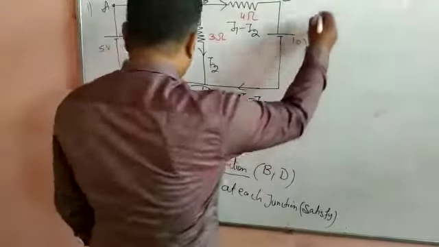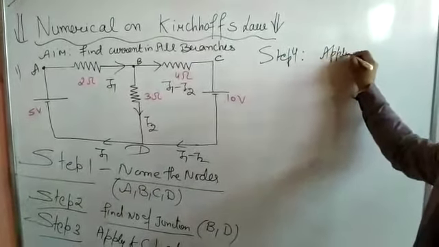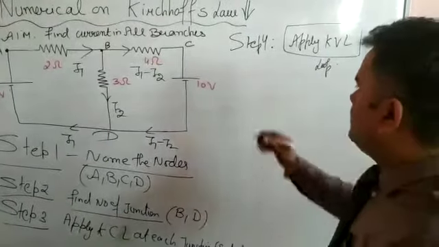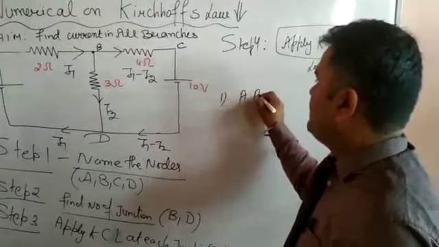Now, what we will do is, in step 4, apply Kirchhoff's voltage law in a closed loop. Okay, now what is a closed loop? Where the starting and the end point are the same. Now there are total 2 variables, hence we will take 2 closed loops. Now, the first loop we will take is A, B, D, A. This is the loop that I am taking, A, B, D and A.